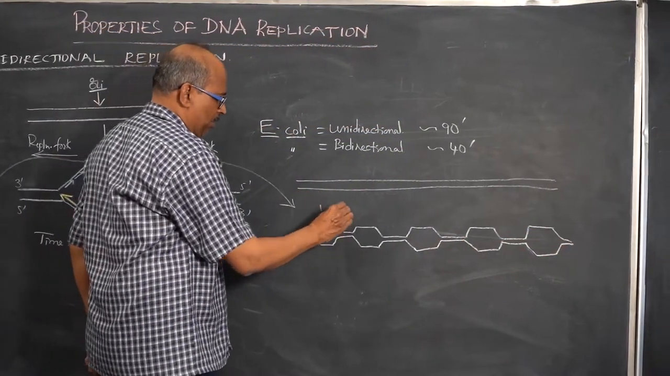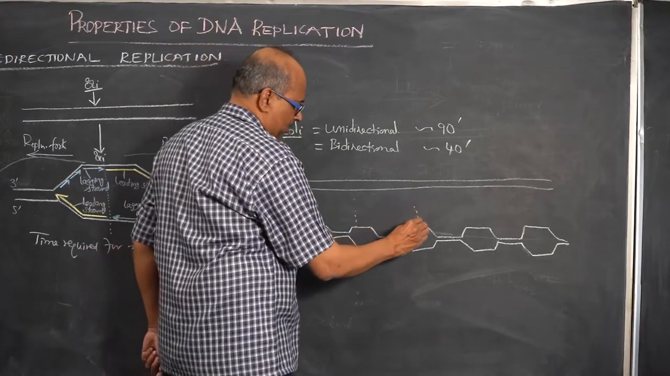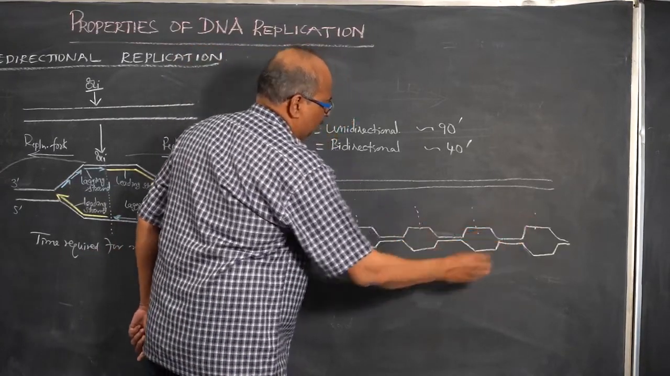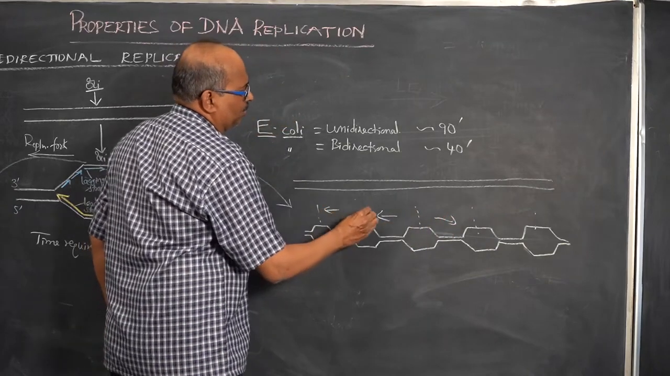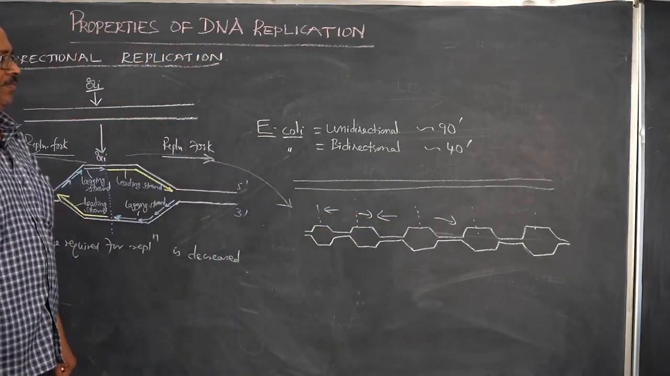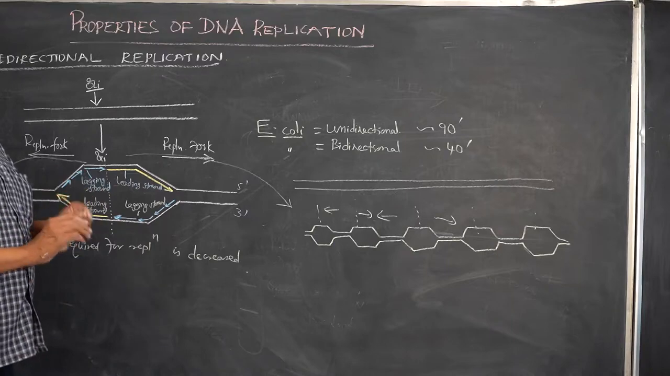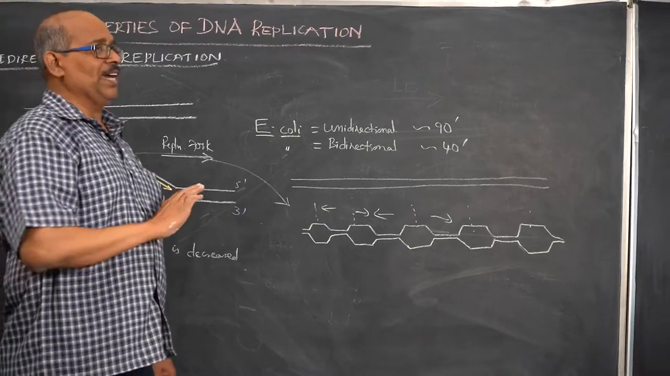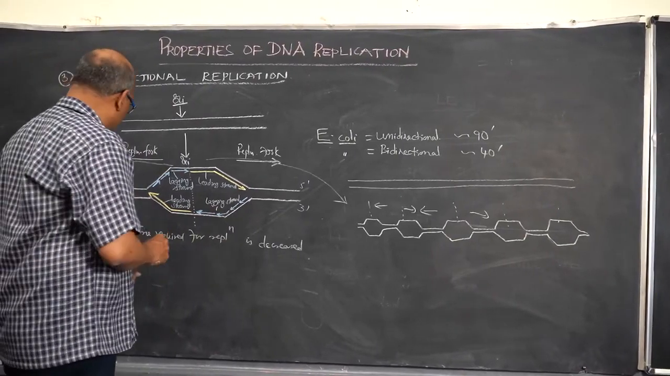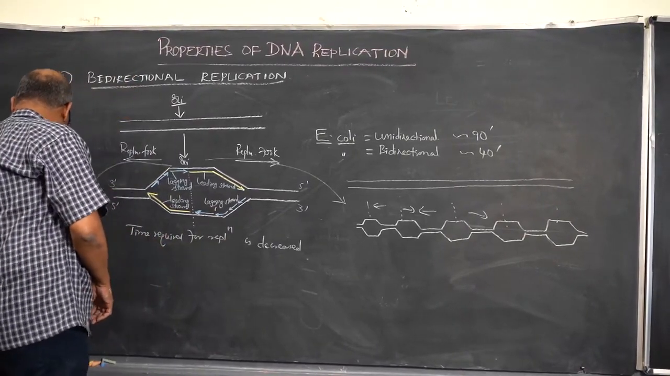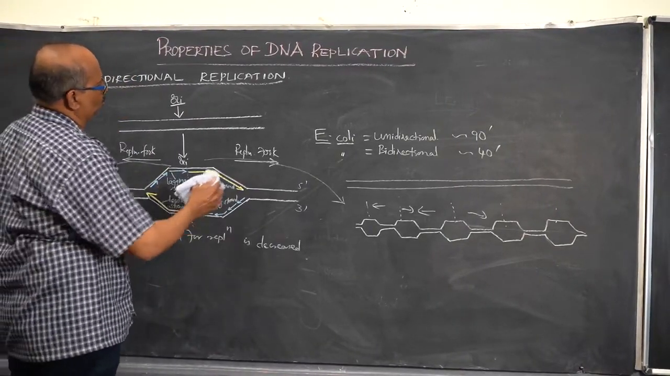So each one has an origin that is initiated. From each origin, the replication is moving in both directions. This is with respect to the eukaryotic linear chromosomes. When you take bacteria, remember they have circular chromosomes.